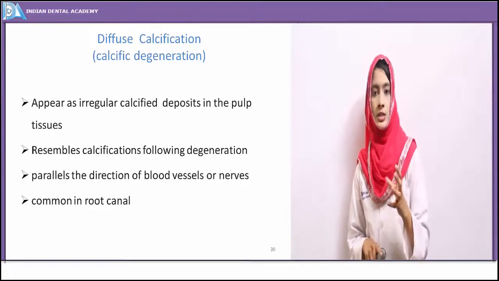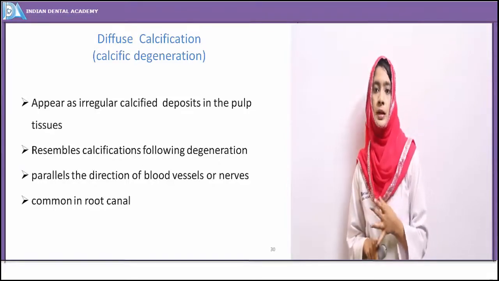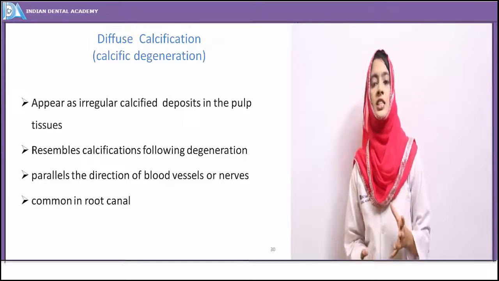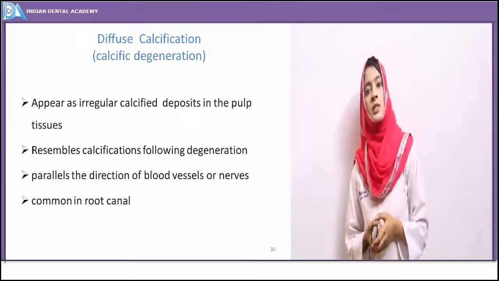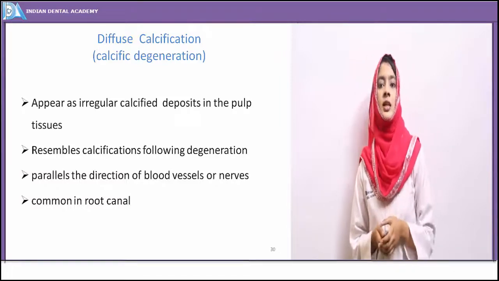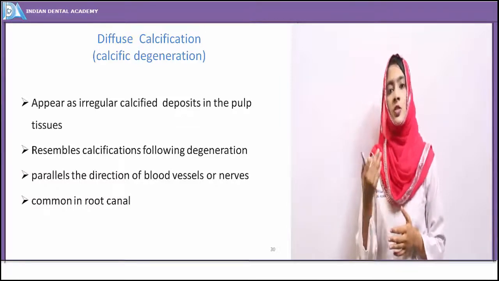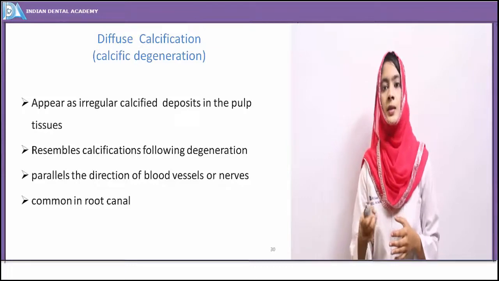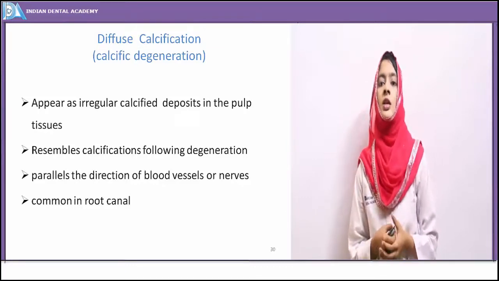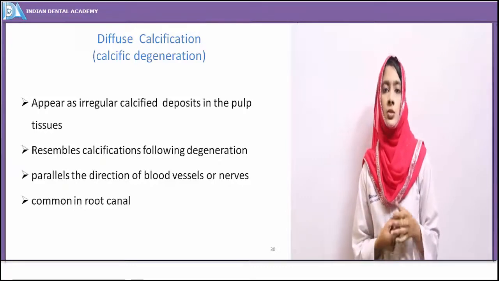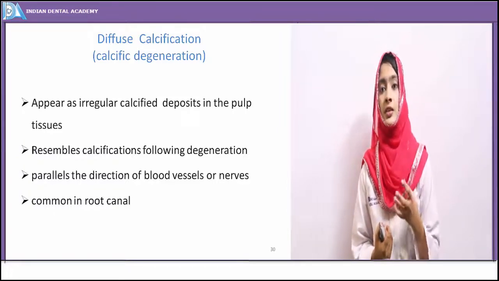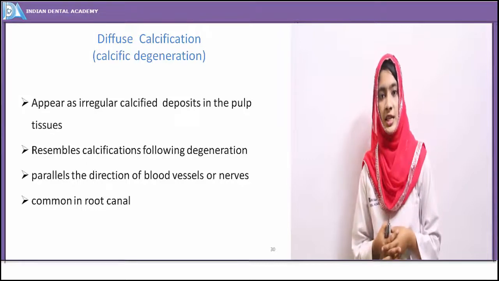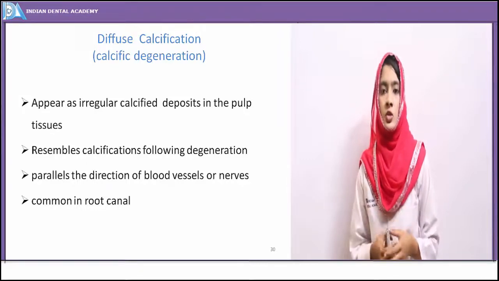Diffuse calcifications and pulp stones can be seen on the radiograph. Clinically, the presence of pulp stones in the pulp chamber has been associated with neuralgia. The patient complains of pain, sometimes severe, or is sometimes asymptomatic. Pulp stones pose a problem in root canal therapy. If root canal therapy is not possible, or it is extremely difficult for the patient to bear the neuralgic pain, the tooth has to be extracted.